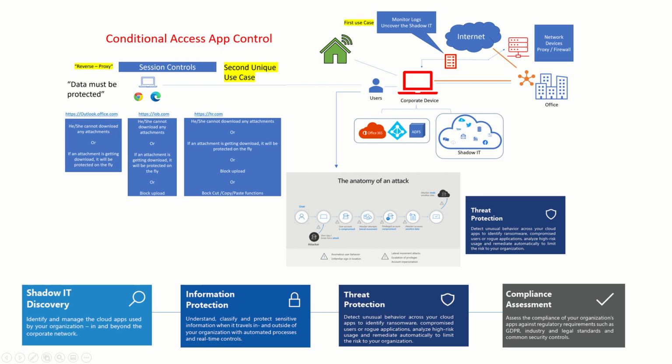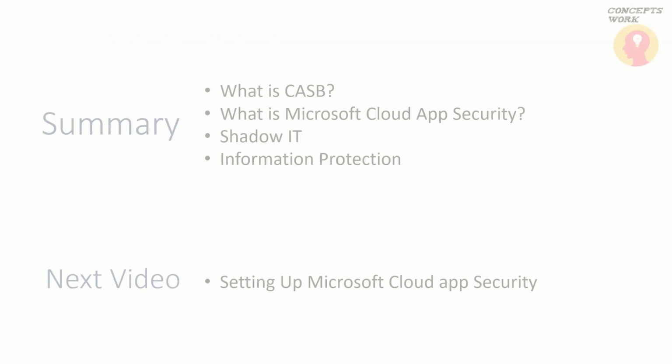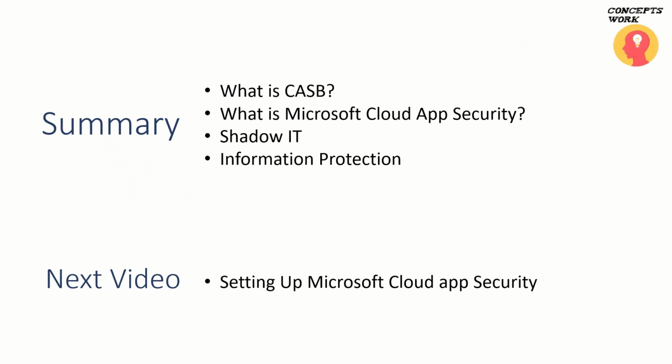So let's talk about a quick summary of what we have discussed. We have discussed a CASB solution in a nutshell, what it should offer, and how Microsoft Cloud App Security is going to help you achieve all the use cases when it comes to uncovering Shadow IT, information protection, and threat protection. In the next video, I'll proceed with setting up Microsoft Cloud App Security in terms of roles, licenses, and different requirements when it comes to prerequisites.